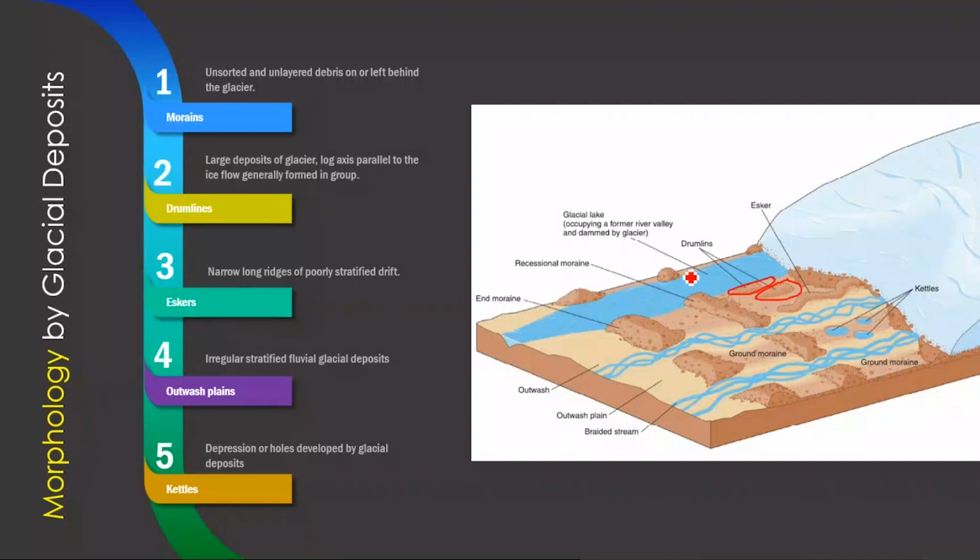Eskers are narrow long ridges. So these are the narrow long ridges which are produced by the glacier deposits. We call them eskers. Outwash plains are irregular stratified fluvial glacier deposits. As a result of the water melting from the glacier, it will be taking the small grains from this part and depositing them in this part. So this portion will be a mixture of glacial sediments reworked by fluvial action.